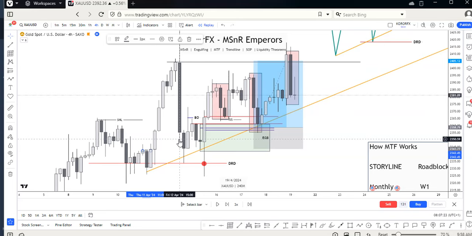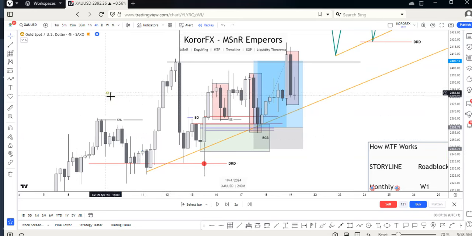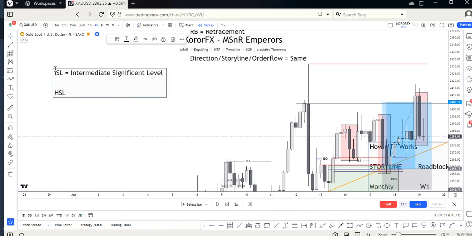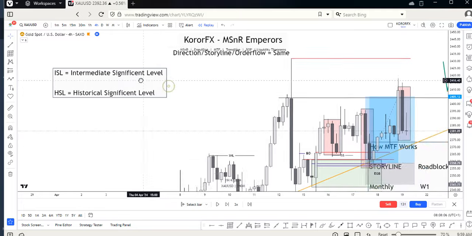So ISL. Yeah, very clever. So when they mean the ISL, they mean, let me type it in words, maybe that will be very good. ISL means intermediate significant level, and then HSL means history equal significant level. I think in words that's all you want to understand.